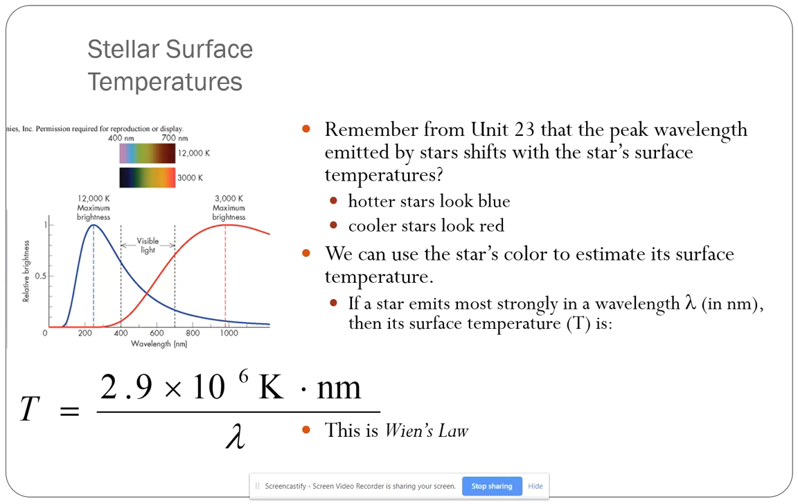So here's the Wien's law equation. Temperature is 2.9 million kelvins times nanometers divided by the peak wavelength. So you get your spectrometer, the thing that breaks the light up into the different individual colors, determine what color is the brightest, put the wavelength in there, and that gives you the temperature. It's a good method, but it's not as accurate as the other method, so it's not the predominant one. Remember, hotter stars look blue, cooler stars look red. We've gone through that before.